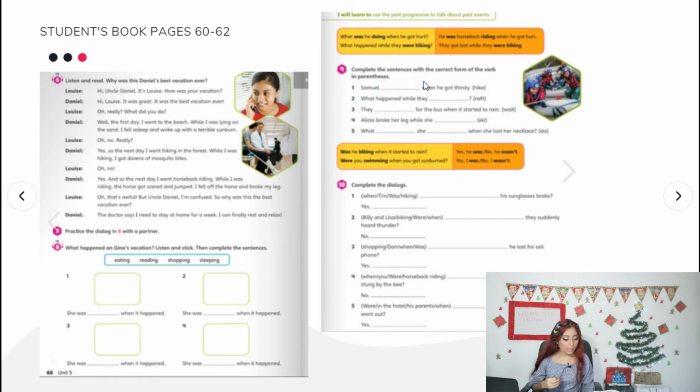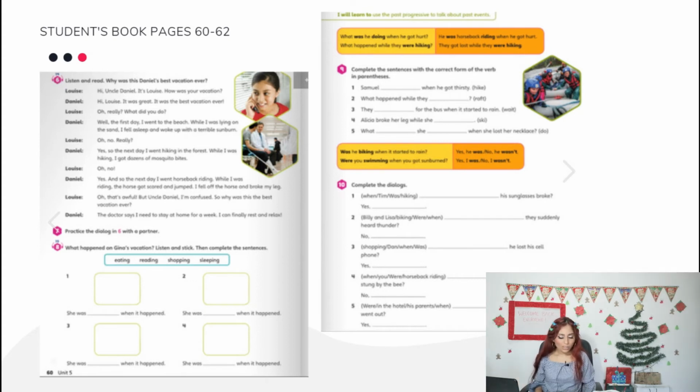En todas las demás vamos a hacerlo así. Vamos a añadir el verbo to be en pasado, was o were, dependiendo. Y después vamos a poner el verbo en ing, gerund. Rafting, waiting, skiing, or doing. ¿Ok? No olvides que es muy importante poner el verbo to be y el verbo entre paréntesis en ing. Es muy importante que lo hagas de esta manera, si no tu tarea no estará correcta.